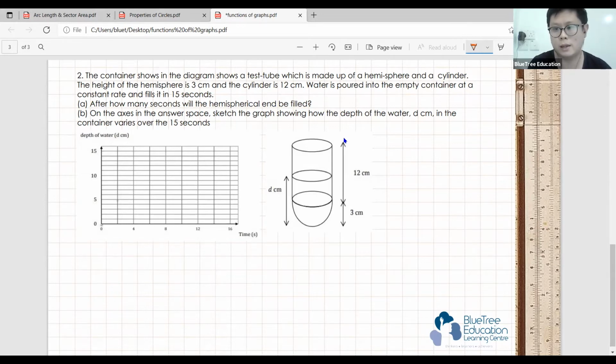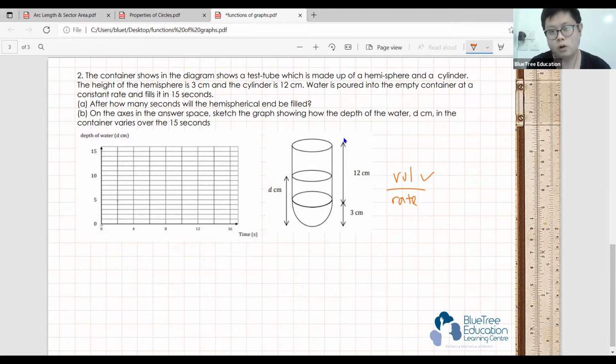But if you do that method, probably what you need is the volume, and then you also need the rate of the filling. So if you use volume divided by rate, then it will give you the time in seconds, right? But this is not the kind of question that involves rate. Even if you find the volume of the hemisphere, it doesn't help you link to the time itself because you are not given the rate, right?